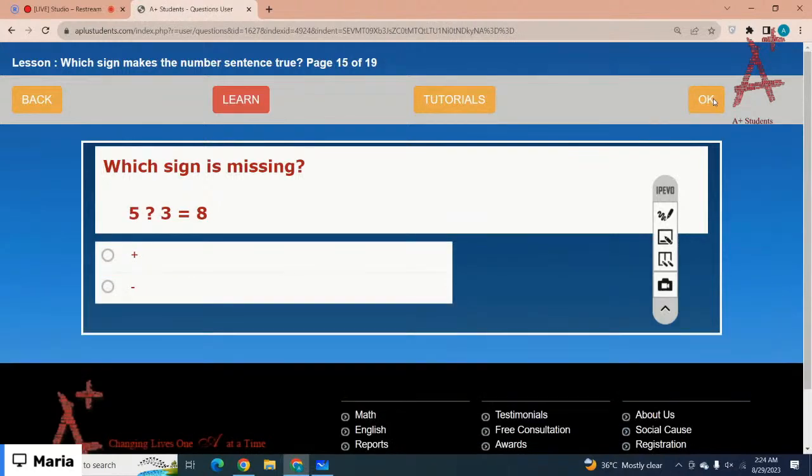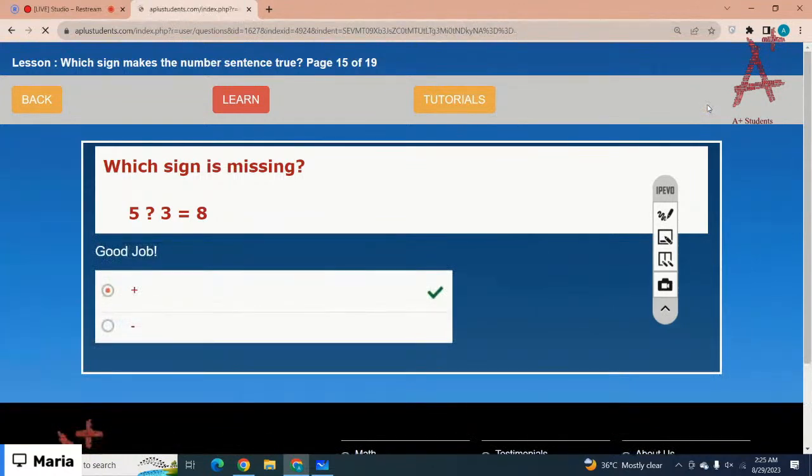Okay, which sign is missing? Which is the correct option? You can see on the other side you have 8, right? That means you have to add 5 and 3. So 5 plus 3 makes 8. The correct option is you have to add them.